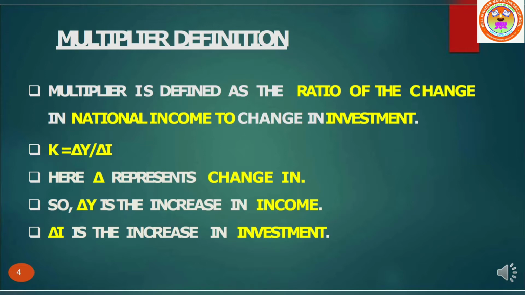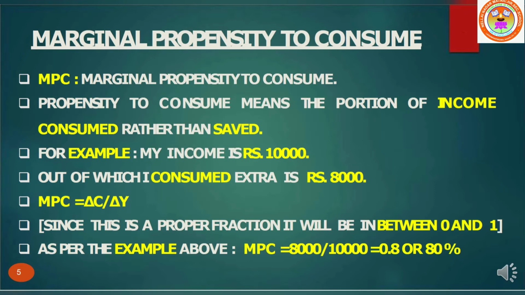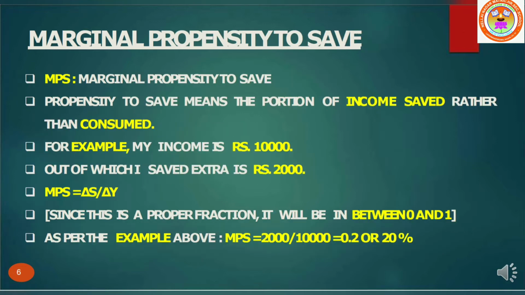Investment multiplier indicates the multiplying effect of investment on income. The value of multiplier determines the rate of growth in the economy. A higher value of multiplier will attain a higher level of income and growth. MPC is 0.8 or 80%, and here MPS is 0.2 or 20%.